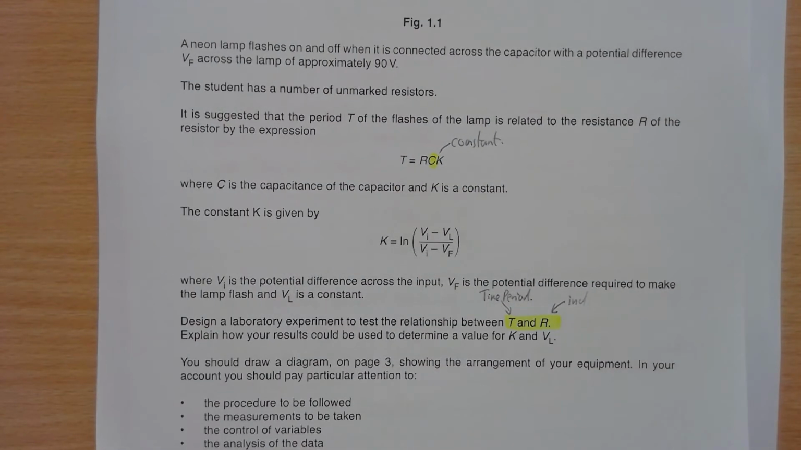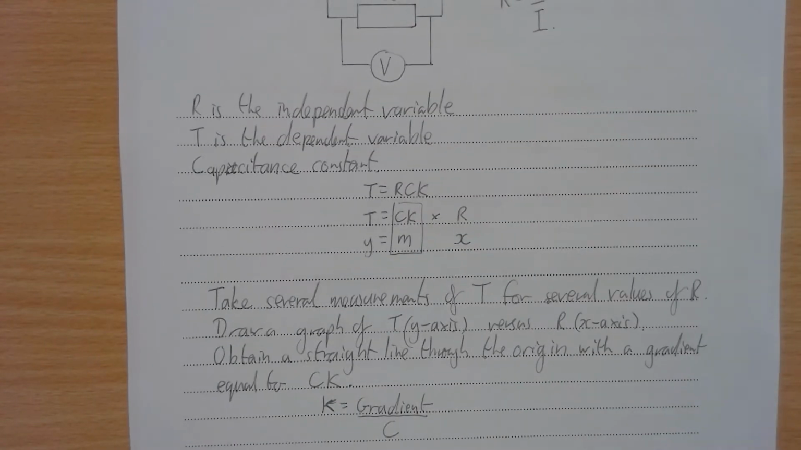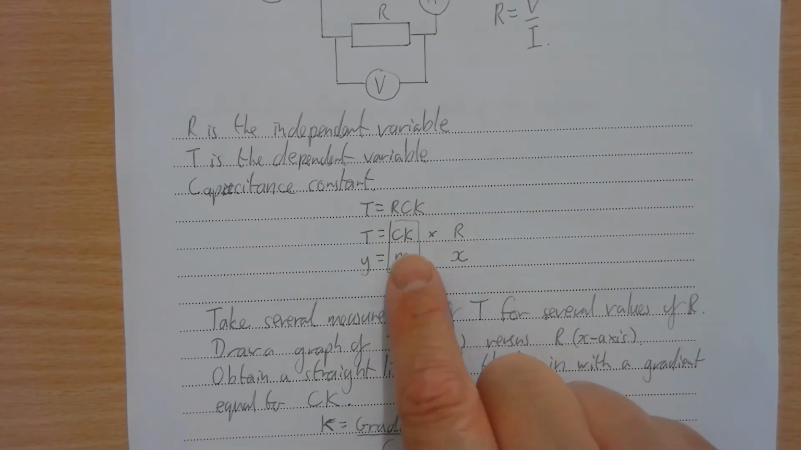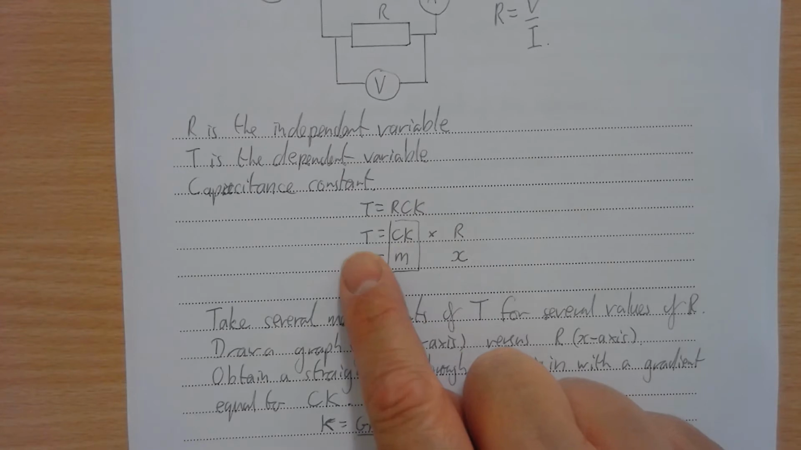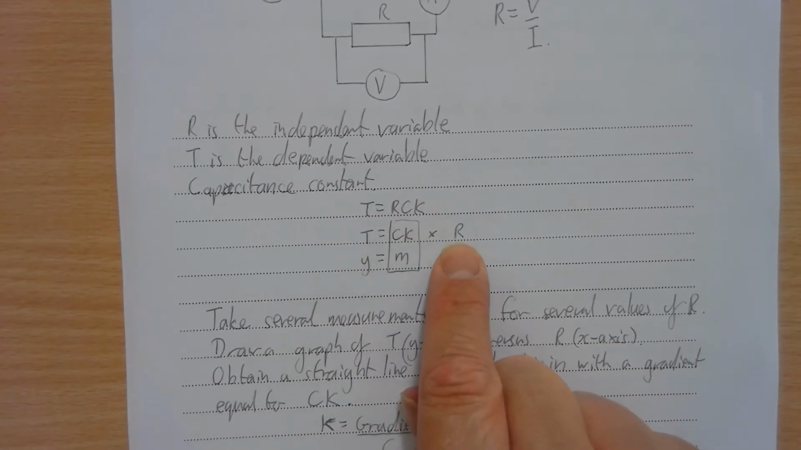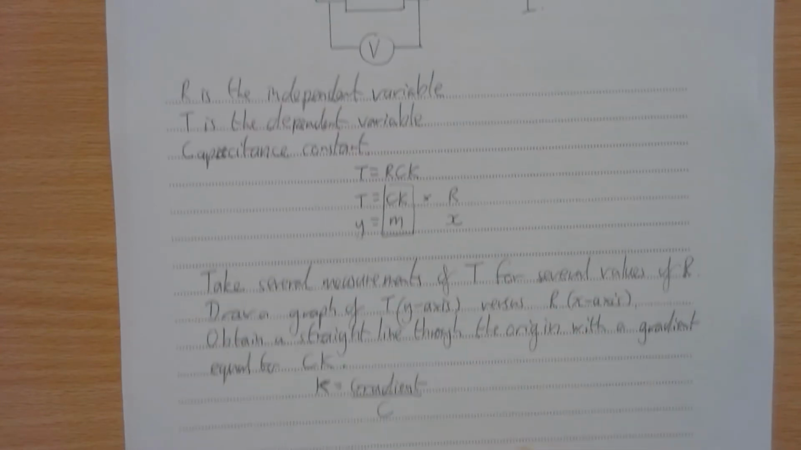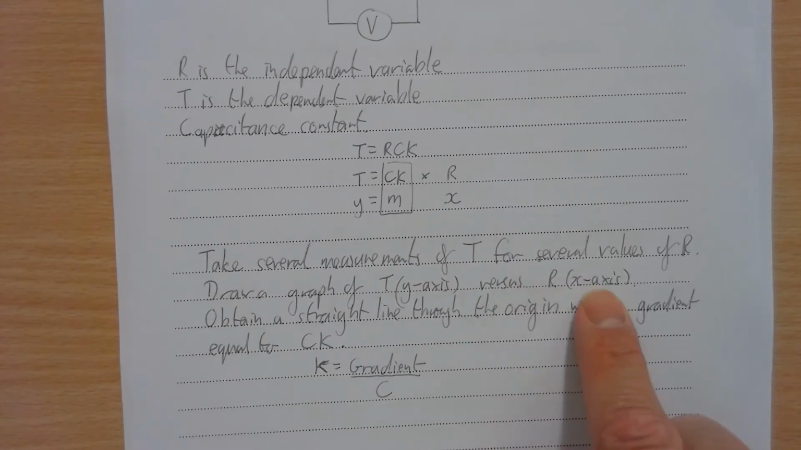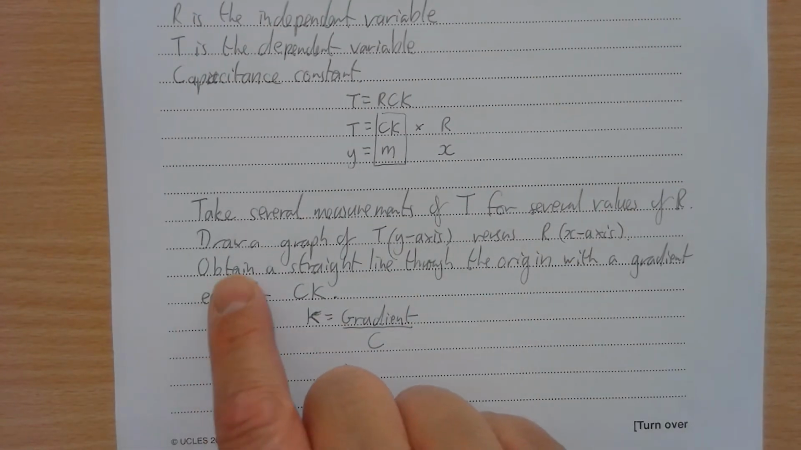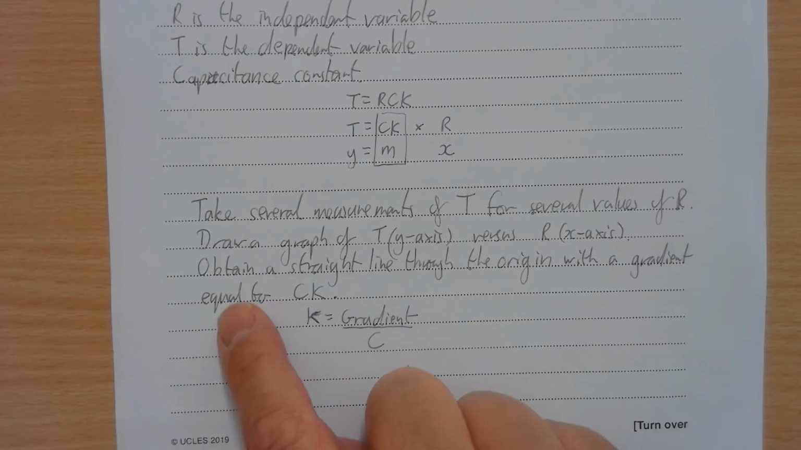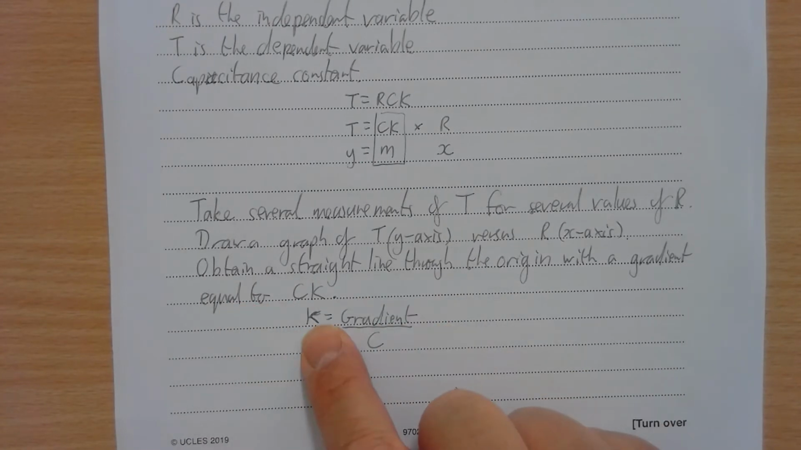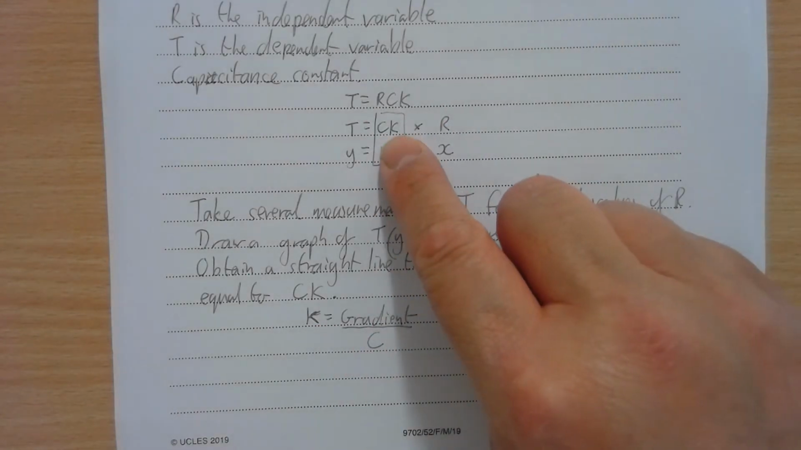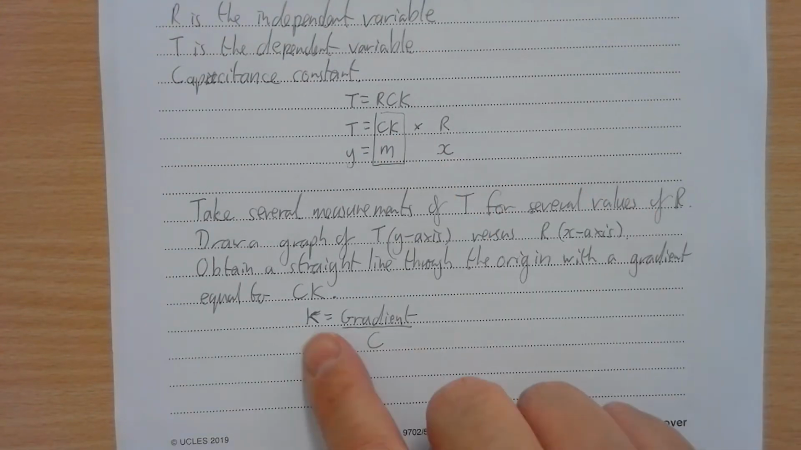You then look at what kind of graph you could draw. So think about the formula. Start off with a formula. Rearrange it to make y equals mx plus c. The key is the m part has to be constants only. Y is what goes on the y-axis, x is what goes on the x-axis, and then you take several measurements. You draw a graph of T, and you say which one goes on the y-axis and which one goes on the x-axis. If it's valid, you get a straight line through the origin with a gradient equal to CK, which means you can find K. You can find that value using the gradient. We know that if CK equals gradient, then K equals gradient over C.